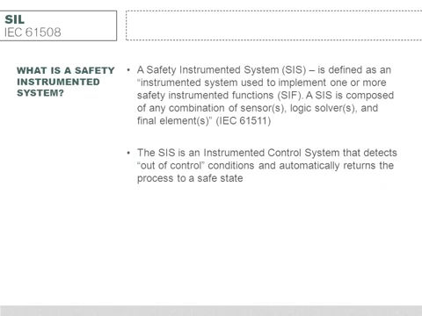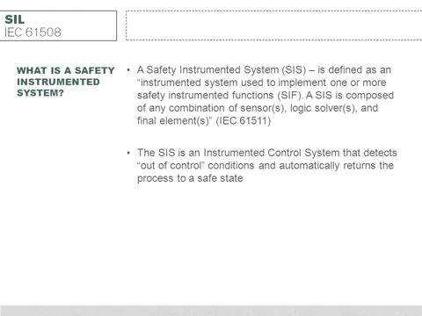So the first level is safety instrumented systems. A safety instrumented system, or SIS as it is abbreviated commonly, is defined as an instrumented system used to implement one or more safety instrumented functions. It is made up of any combination of things like sensors, logic solvers, etc. So basically, this is the overarching system.